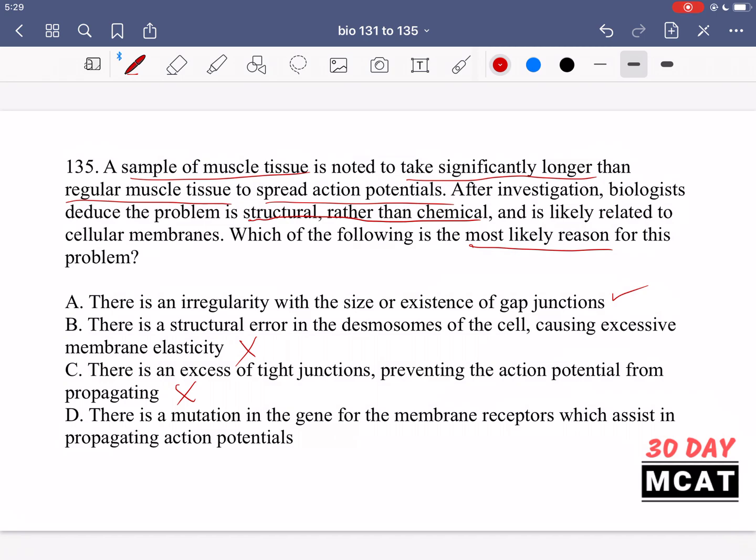And finally, option D is saying there's a mutation in the gene for the membrane receptors which assist in propagating action potentials. And that's not correct because, like we discussed, we don't use membrane receptors in muscles to propagate action potentials. It is through the use of gap junctions. So A is the only one that makes sense.